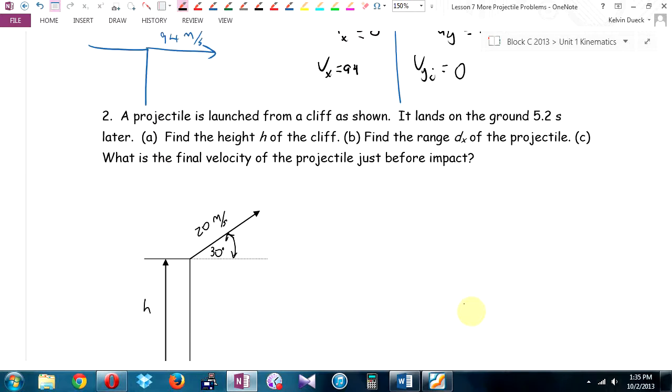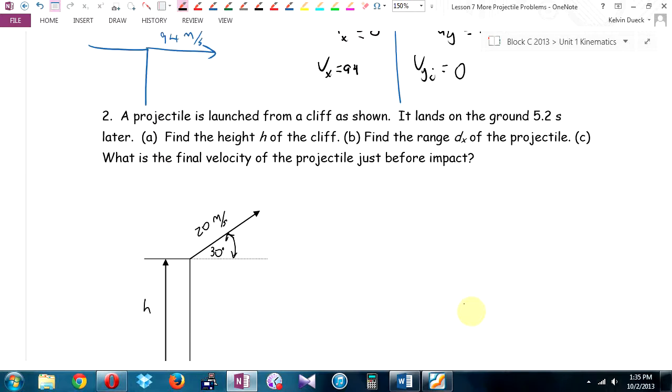What's different about this one? Did they tell you the height of the cliff? No. Did they tell you the range? What did they give you? What did I say that we're going to spend most of our time finding? No pun intended. What do we say? Most of the time we spend time finding time. If they gave it to us, I'm going to tell you, if you know the time, generally the question's going to be a lot more straightforward.